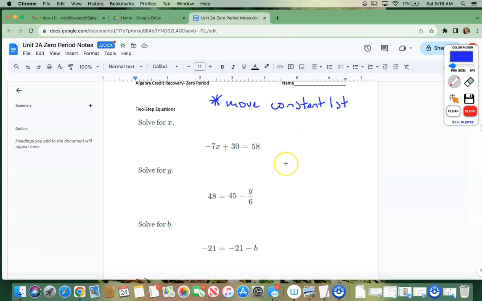Okay, so always do that. Now, after that, you can start messing with whatever you have with your variable. So let's look at this one. We have an x on this side, which tells us to solve for x. We're trying to solve for this.